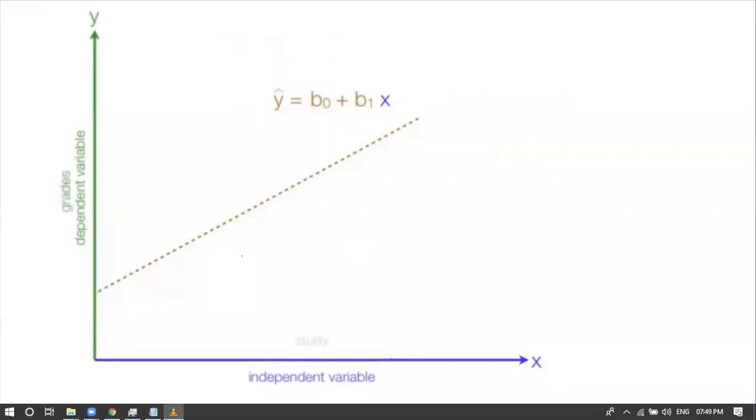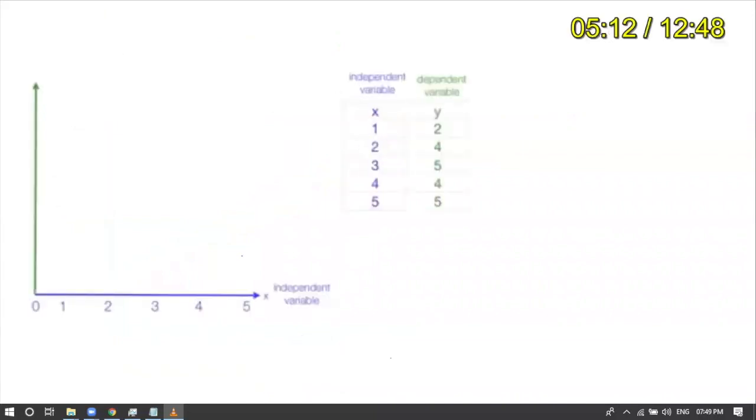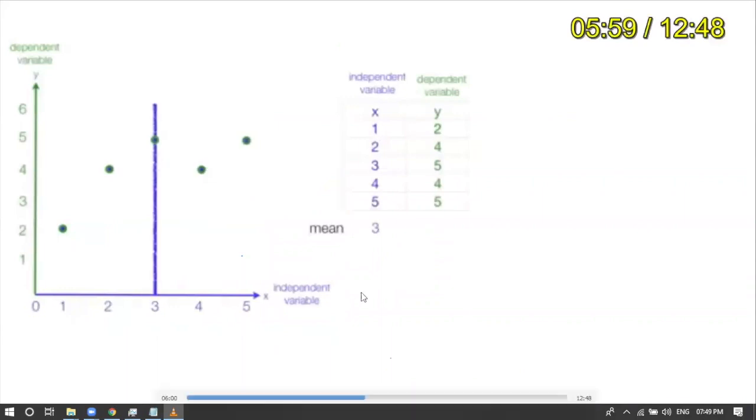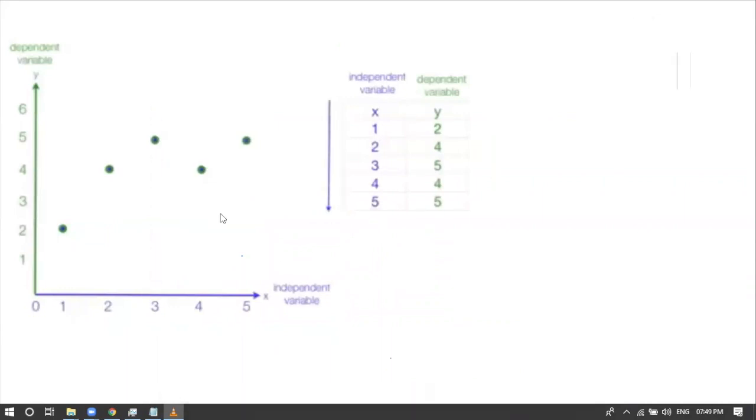Now, how do we find it? Let's take one condition, one example. We have values of x as 1, 2, 3, 4, 5 and the values of y as 2, 4, 5, 4, 5. This is a random condition. We're going to find out how to find the proper regression line using these values. So we have 1, 2, 3, 4, 5 as x and 2, 4, 5, 4, 5 as the values of y.